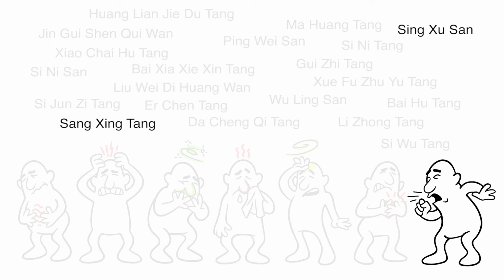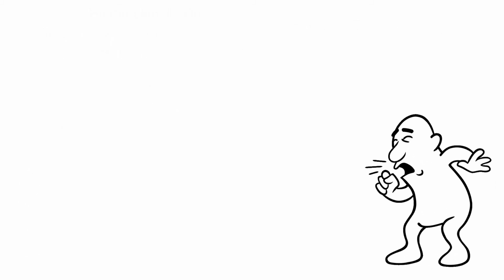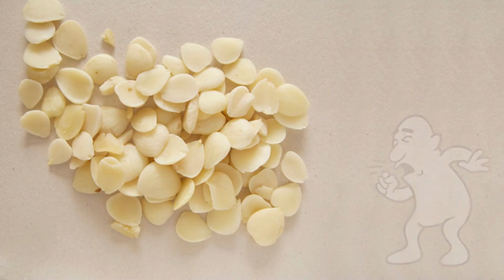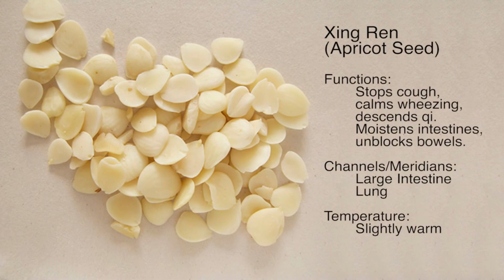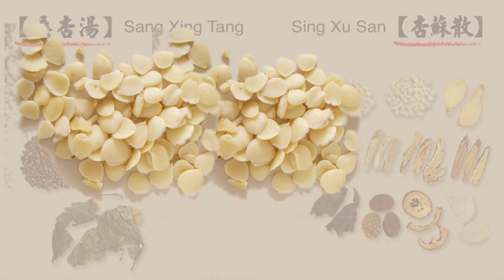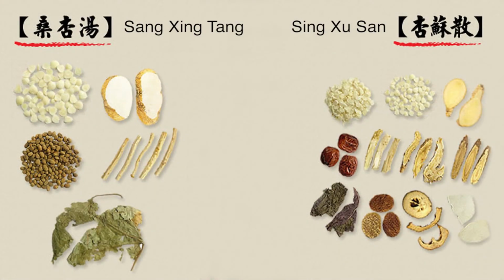For example, you have a patient who caught a cold and complains of coughing. Inexperienced students and practitioners may jump straight to prescribing exterior-releasing formulas that contain the herb xingren, since its main function is to stop cough. However, both Xing Su San and Sang Xing Tang formulas contain xingren, so which formula would be the most appropriate without a lot of guessing or looking up individual formula functions?